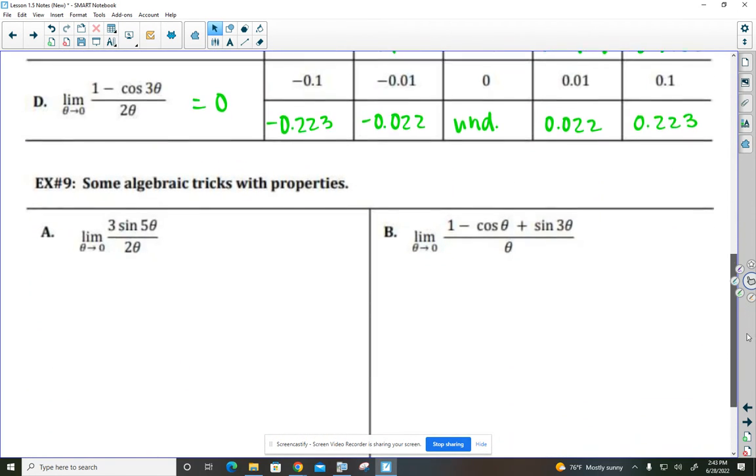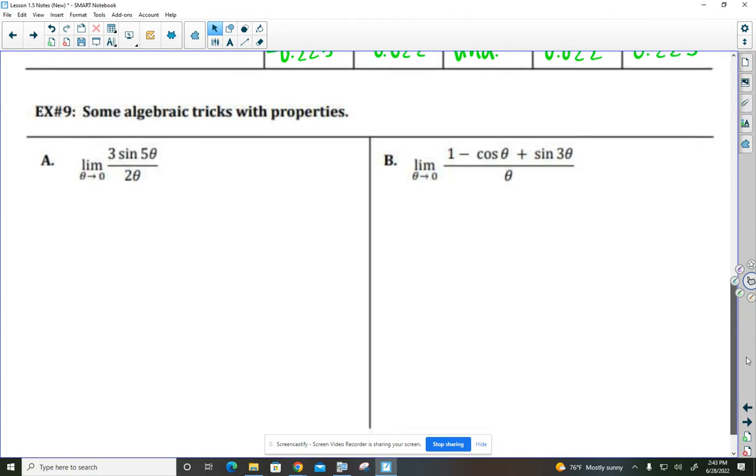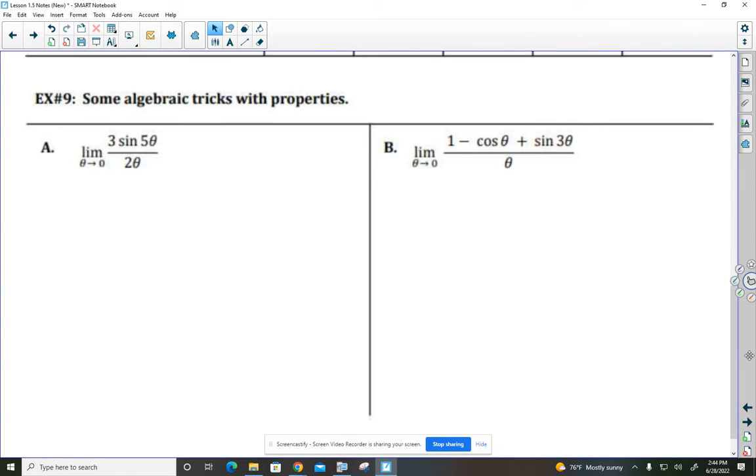So what are some algebraic tricks that we can use alongside of our limit properties to help us evaluate some of these tricky trig limits? If we look at part A, we can see, if we look closely, what appears to be a close representation of the trig limit sine theta over theta, as theta is approaching 0, but it's not quite there, right? We want our thetas to match.